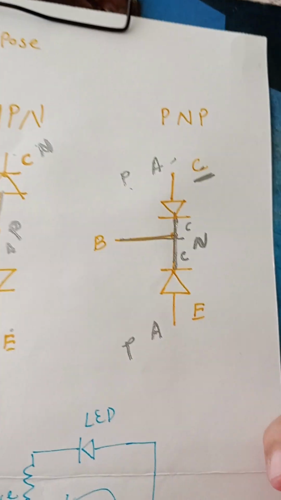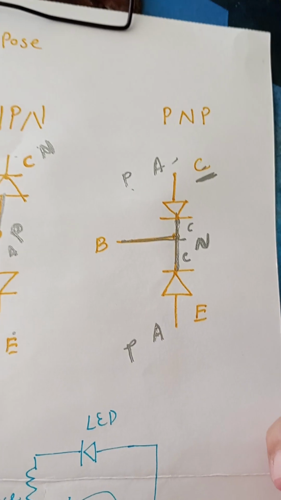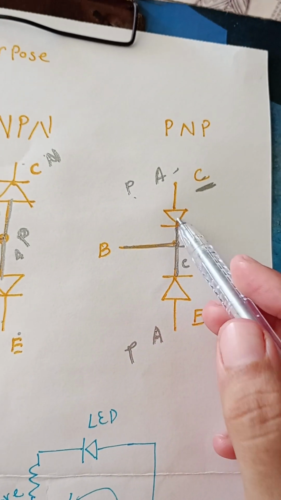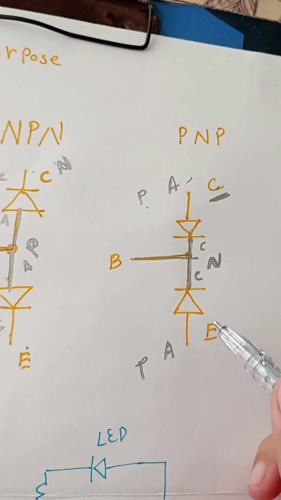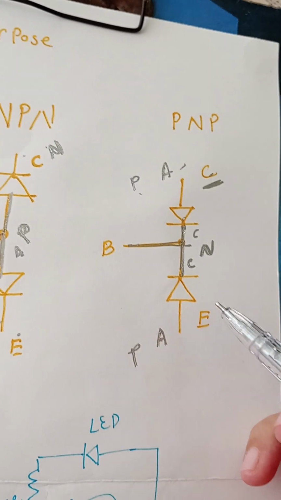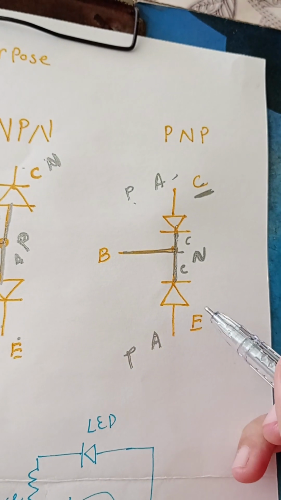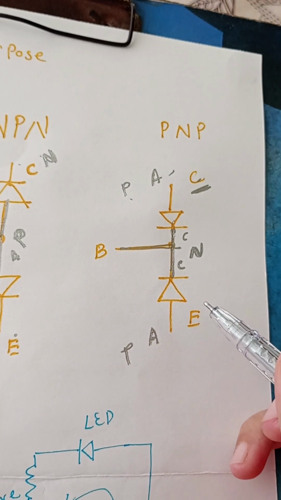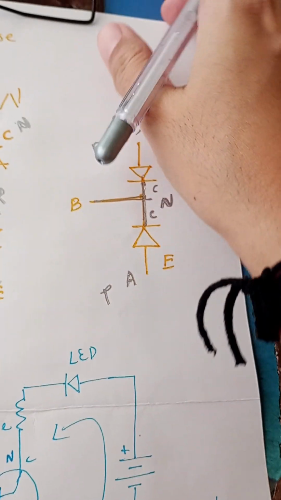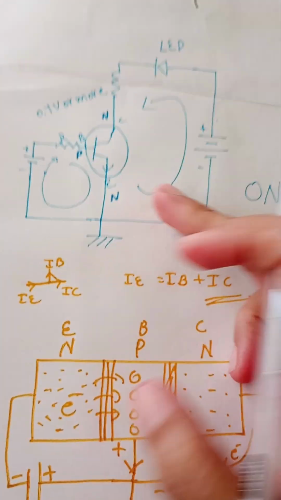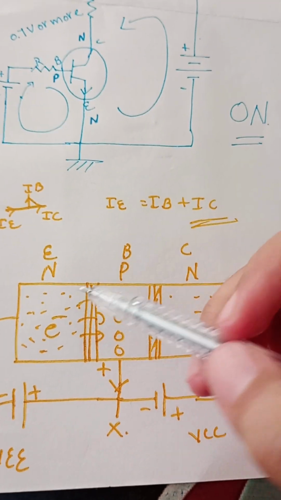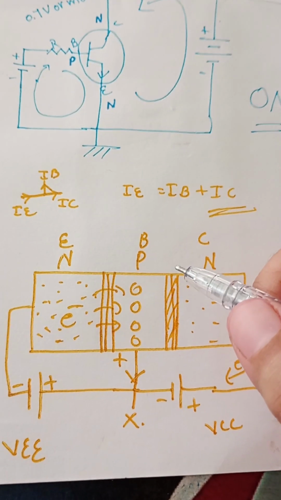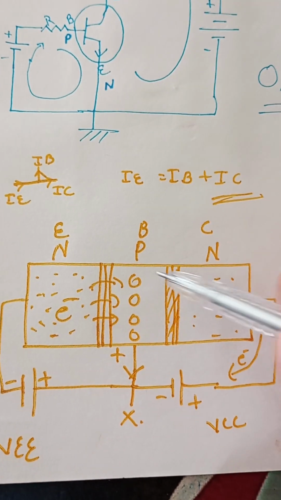So basically a transistor is a combination of two diodes with three terminals. It's called the transistor, which works as an amplifier or switch. Okay, to understand better, we will see this first and then this, or both together. Now we are going to understand NPN first.